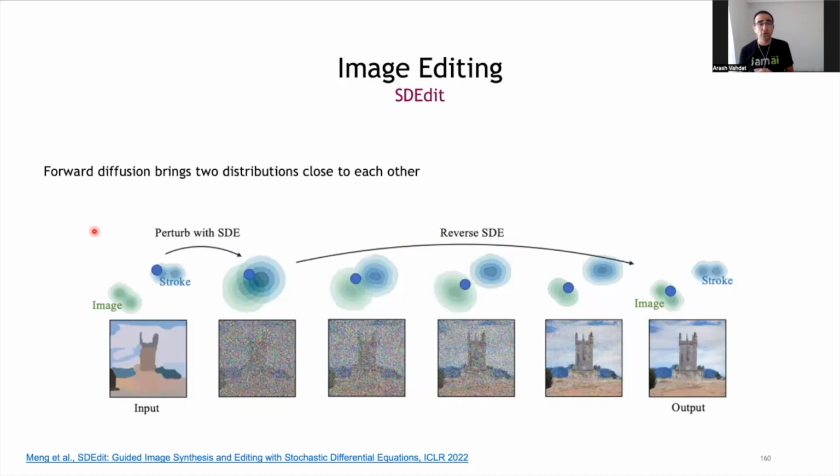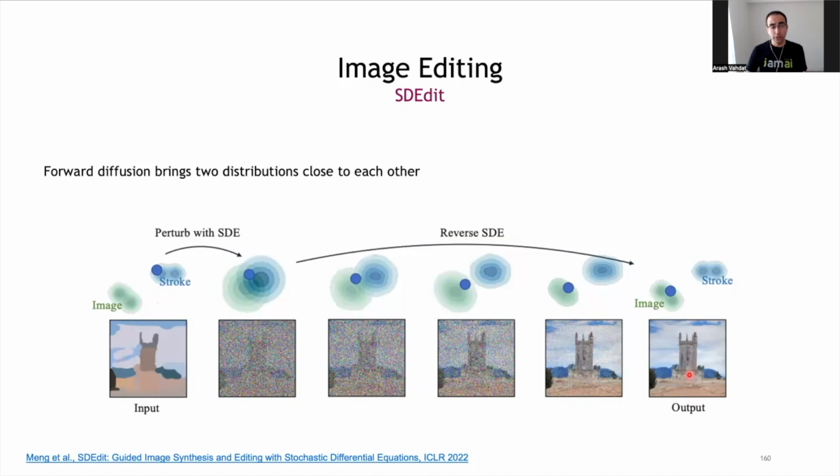In this part, I'd like to talk about a particular method that is proposed for image editing. It's called SDEdit. This paper was proposed by Meng et al. at Stanford University, and it was presented at ICLR 2022. The problem that this paper is trying to tackle is that, given a stroke painting, the authors propose a simple approach to generate realistic images that correspond to that stroke painting.